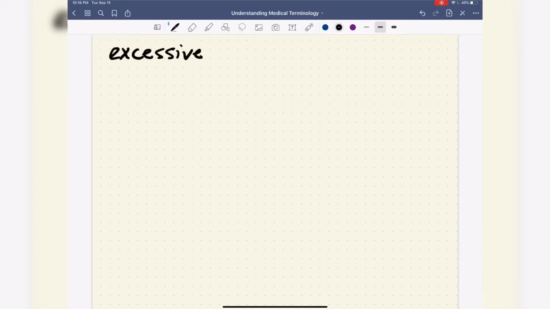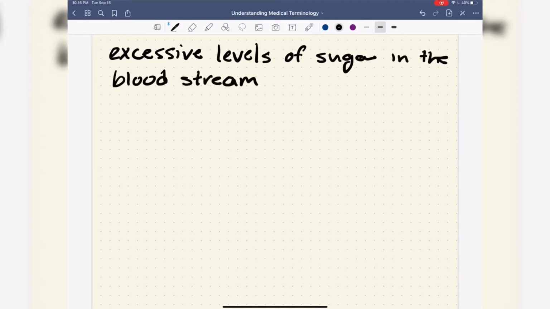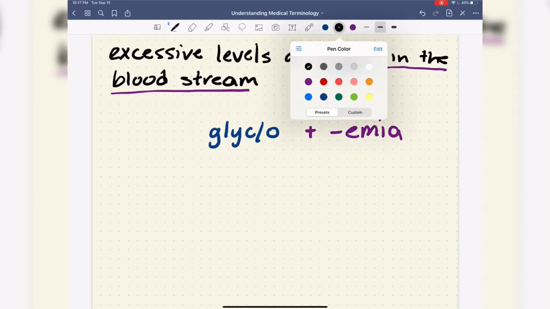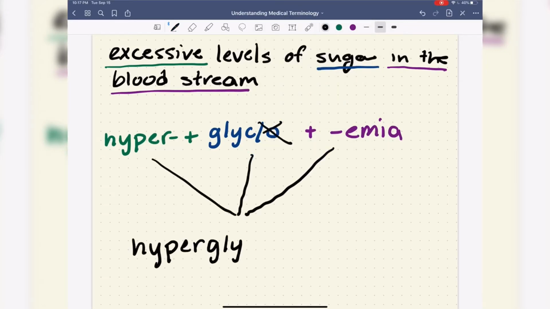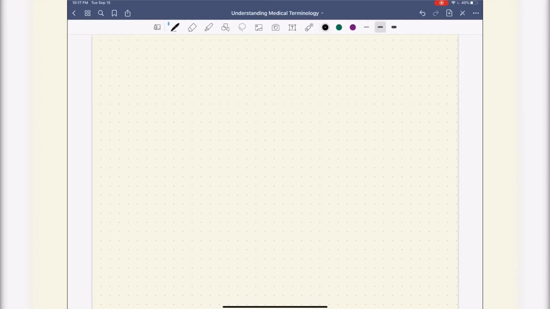Let's try another one, but with the prefix. What would be the term that is defined as having excessive levels of sugar in the bloodstream? To start off, we should know that the term glyco means sugar. And the suffix we would use is -emia, which is blood condition, since we're dealing with the blood. And lastly, we would use the prefix hyper-, which means excessive. Altogether, we should get the term hyperglycemia, which is the medical term for having high sugar levels in the bloodstream.